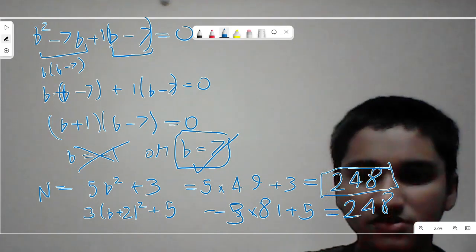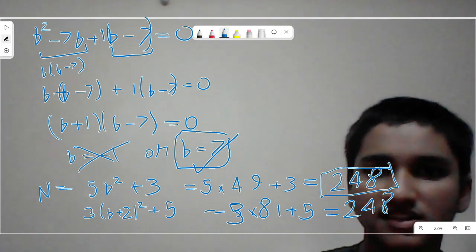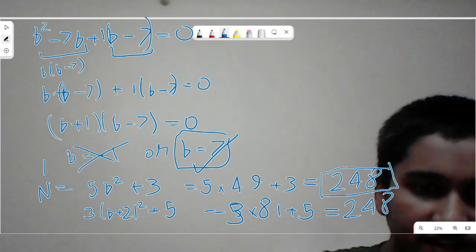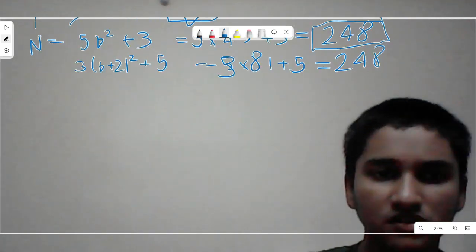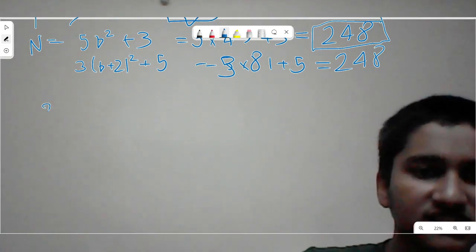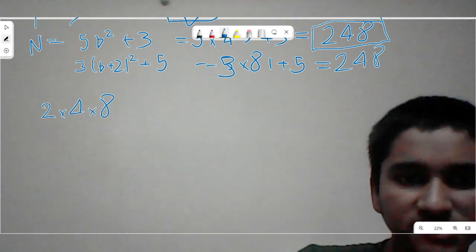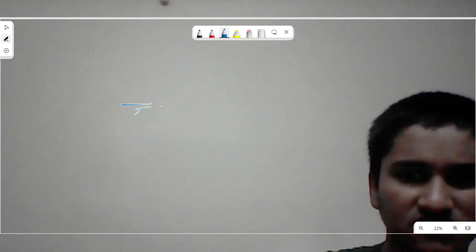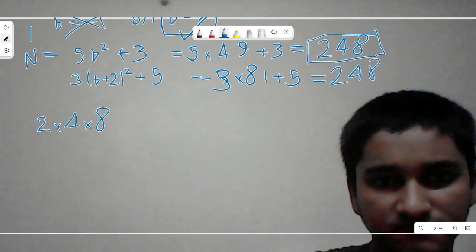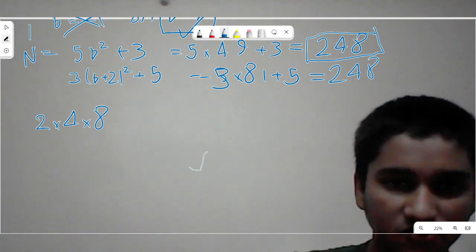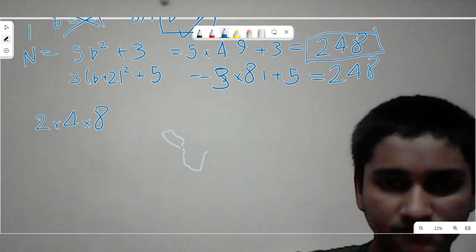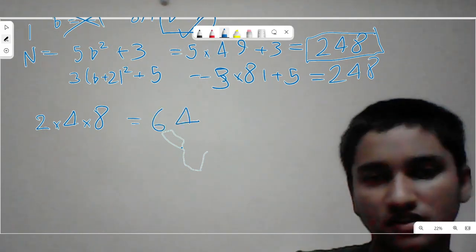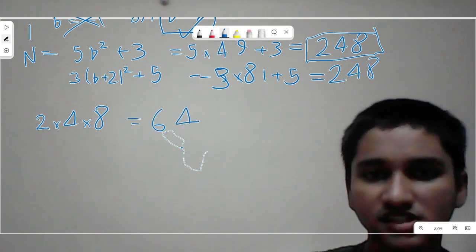Now simply we have to calculate the product of the digits, which is I think the easiest step right here. 2 times 4 times 8 is just 64. So that's all for this question.